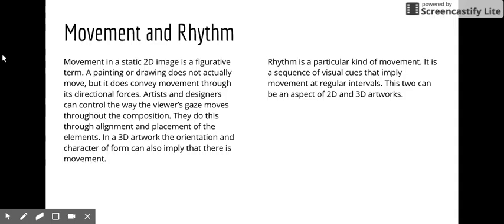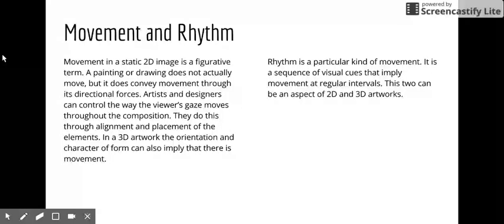Let's look at our second principle of art, movement and rhythm. In your text, they talk about rhythm only, but rhythm is a kind of movement. And so I present this information differently. Movement in a static two-dimensional image is a figurative term. A painting or drawing does not actually move, but it can convey movement through its directional forces. Artists and designers can control the way the viewer's gaze moves throughout the composition. They do this through alignment and placement of the elements.